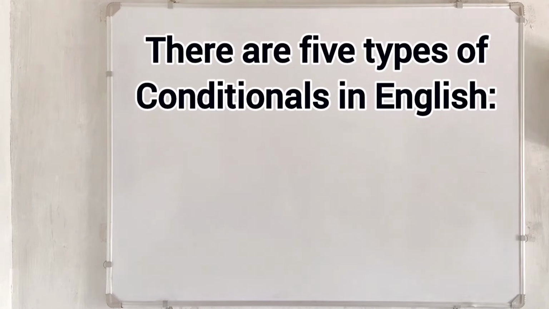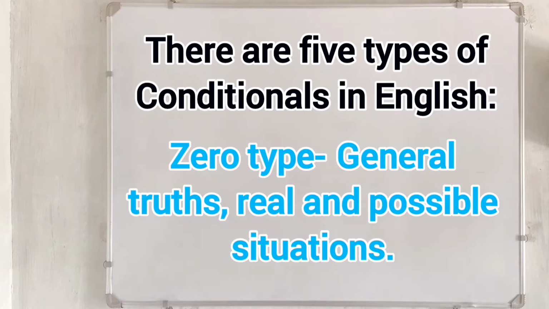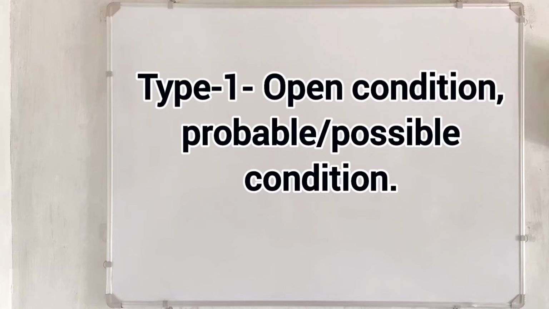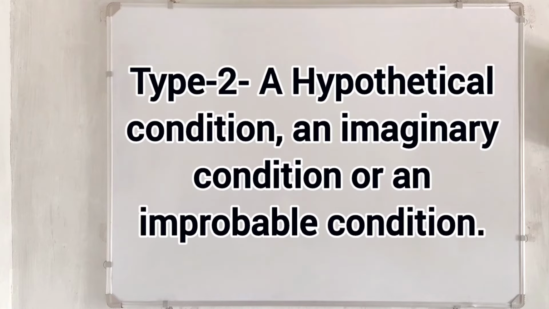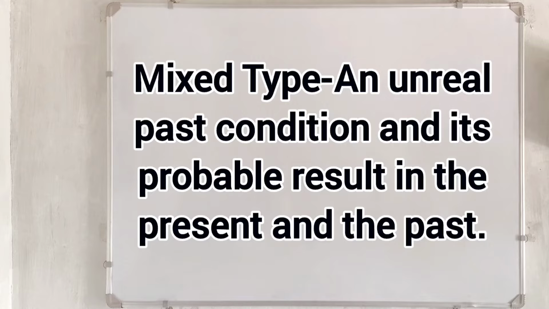There are 5 types of conditionals in English. Zero type, which talks about general truths, real and possible situations. Type 1, it's an open condition, which talks about probable or possible condition in the present. Type 2, a hypothetical condition or an imaginary condition or an improbable condition. Type 3, an impossible condition or an unreal past condition or an unfulfilled condition. Finally, the mixed type, an unreal past condition and its probable result in the present and in the past.